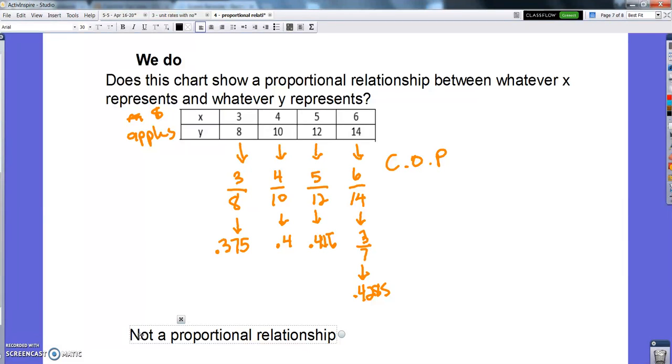Okay? So that's the first look at proportional relationships. We're going to look at some other ways to think about them in future days. But that's, I think, the first and maybe the easiest strategy to understand them. So if that was tough, go back and watch some examples again.